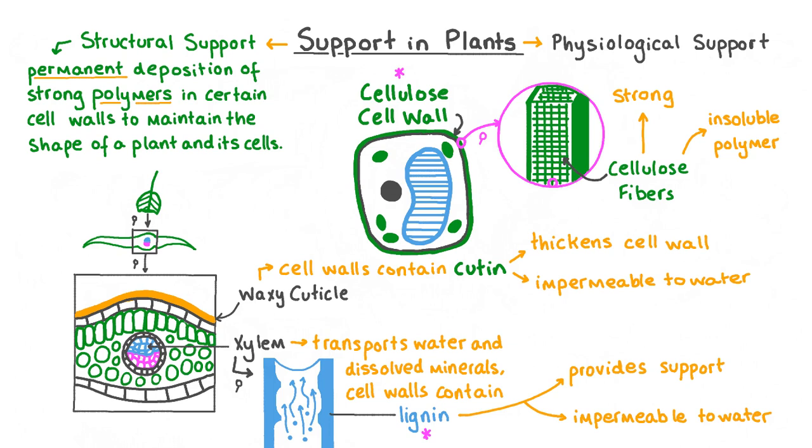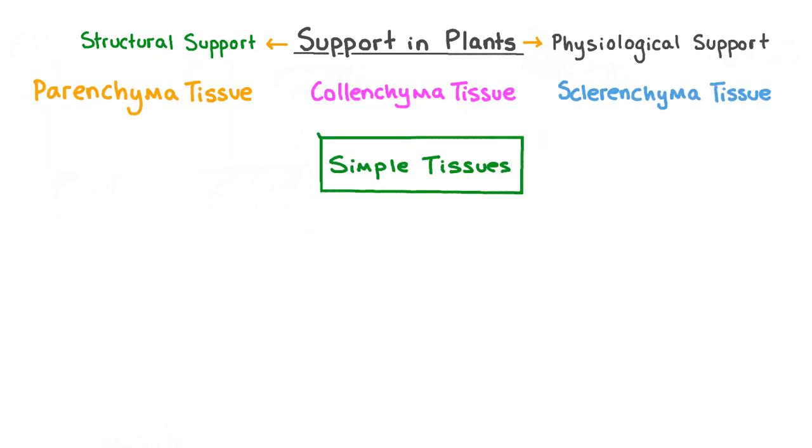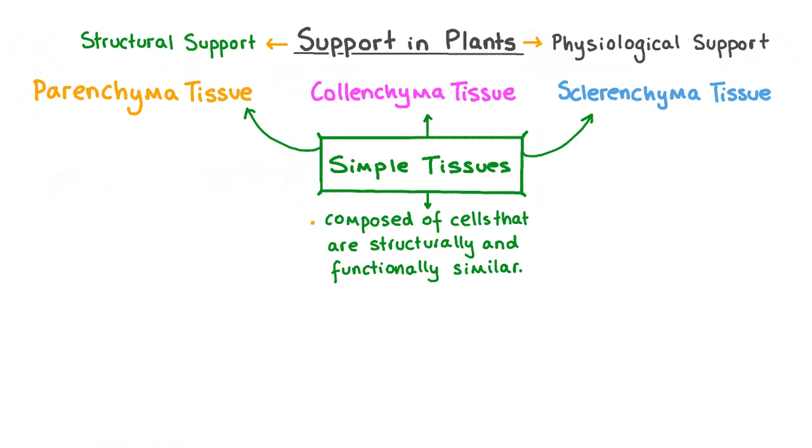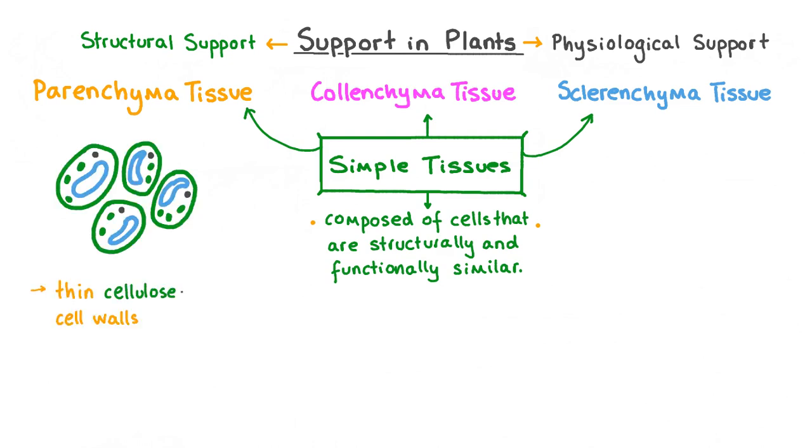Let's take a quick look at the typical simple tissue types that might include some of these polymers in their cell walls. There are three main types of simple tissues in plants: parenchyma tissue, collenchyma tissue, and sclerenchyma tissue. You may recall that a simple tissue is composed of cells that are structurally and functionally very similar to each other. Parenchyma cells typically have thin cell walls made up of cellulose. They also tend to contain many chloroplasts to carry out photosynthesis.